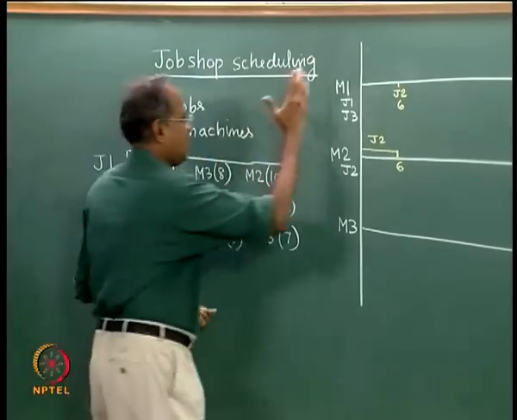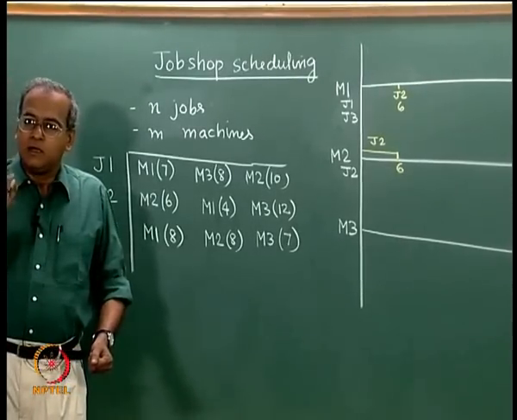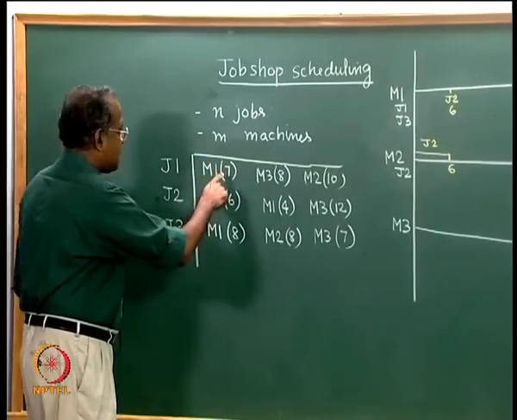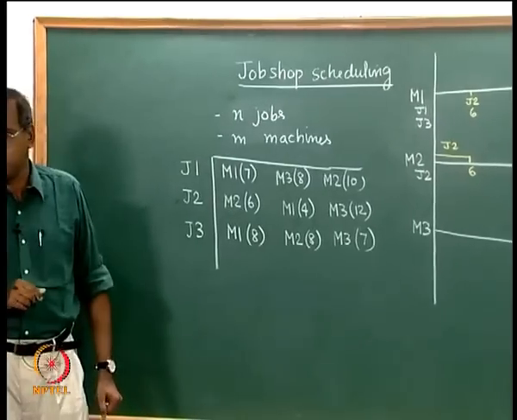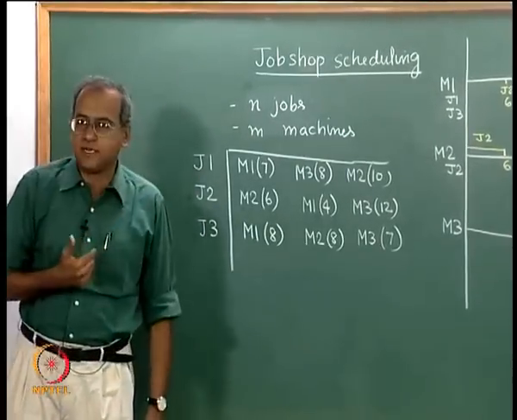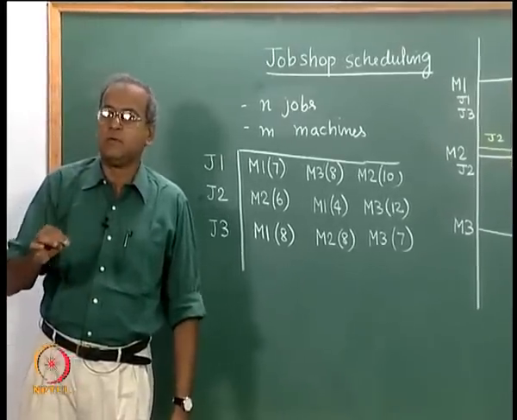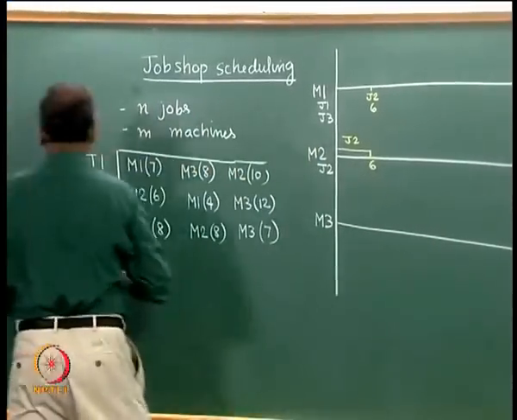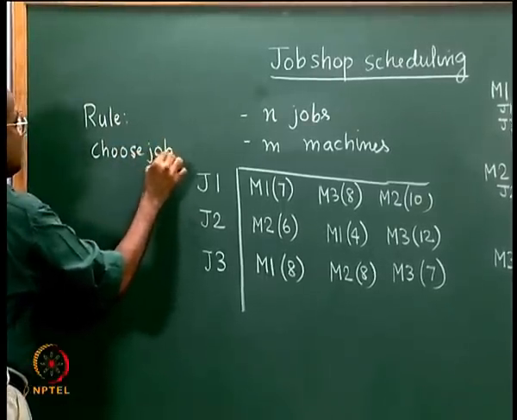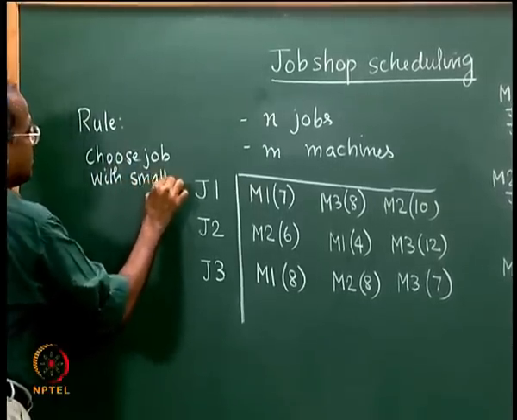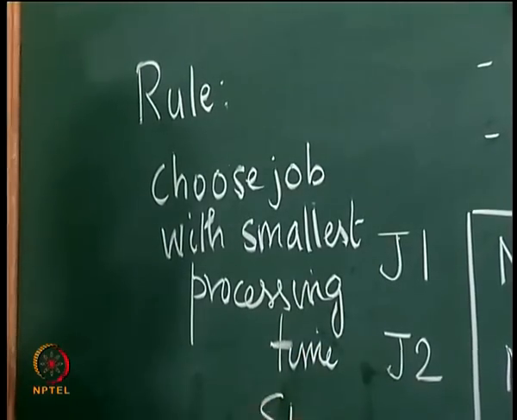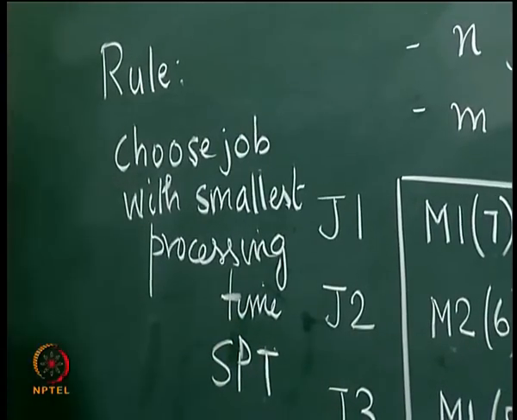There are 2 jobs waiting in front of M1 at time equal to 0. We have to choose only one of them for processing, because a machine can do only one job at a time. Now, J1 requires 7 units of time, J3 requires 8 units of time. So, we would be inclined to choose J1 ahead of J3, because J1 has lesser processing time compared to J3. So, we now follow a rule: choose the job with the smallest processing time, or use the SPT rule. We have already seen the SPT rule.